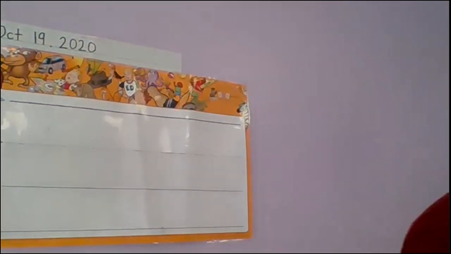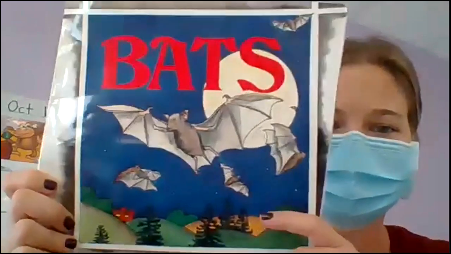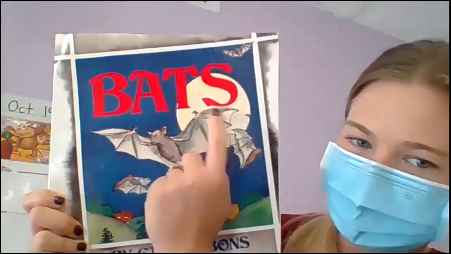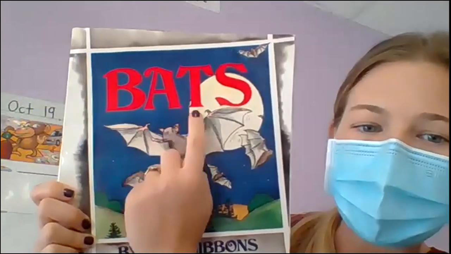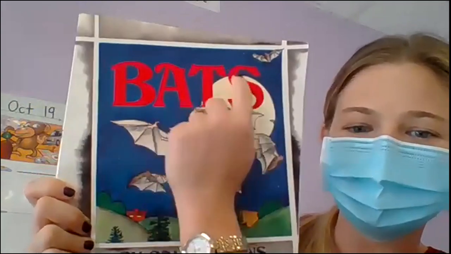Okay, we're going to read a book about bats in story time because we kind of ran out of time in science. So this book is called Bats. B-A-T-S, Bats. And it looks like there's a full moon on the book.